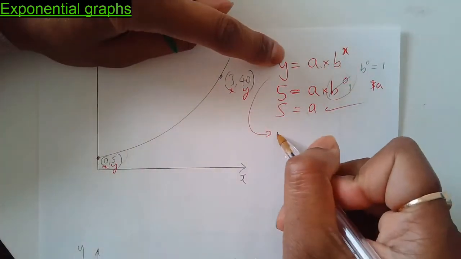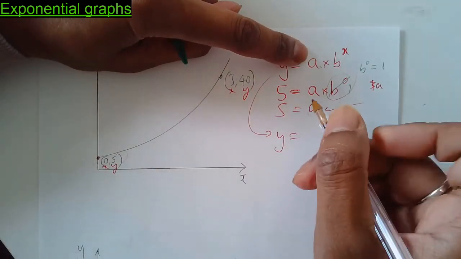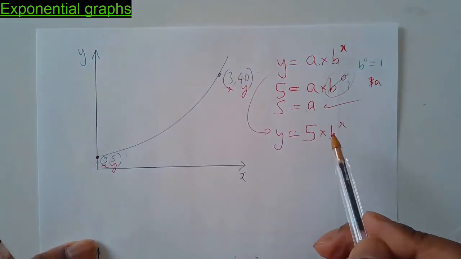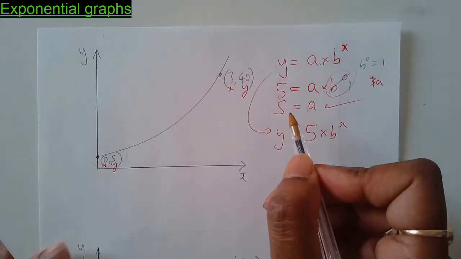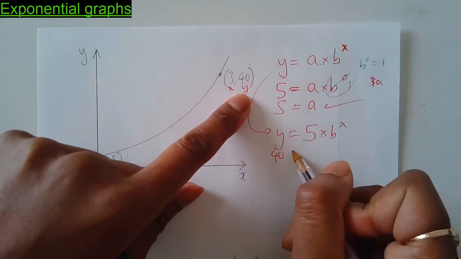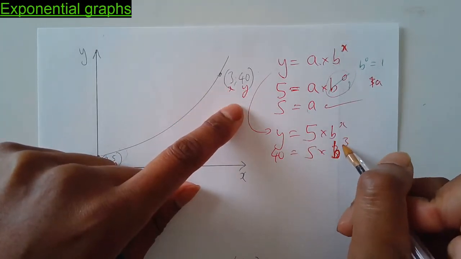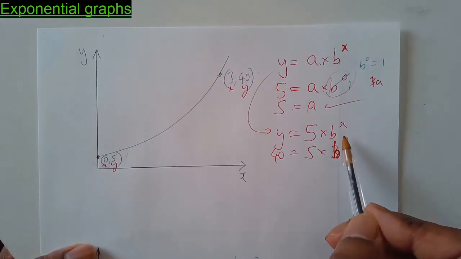So far, y is equal to, do we know the value of a? Yes, we do. We just found it. Times b to the power of x. So how are we going to work out the other value, b? Well, the clue is here. When x is 3, y is 40. So 40 equals 5 times b to the power of 3. We need to find b.